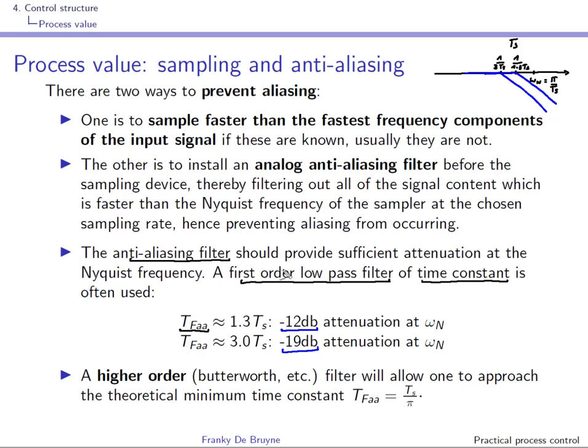frequency. Here we have used a first order filter, but if you use a higher order filter, and typically you can use Butterworth type filters, look at Matlab and type help butter, and you will see that you can construct low pass filters of higher order. Since they have higher order, they will have a higher slope after the cutoff frequency, and you'll be able to approach the theoretical minimum, which is a high order filter with a time constant that is TS over pi, and this is really 1 over the Nyquist frequency.